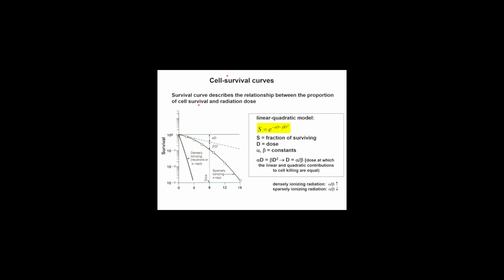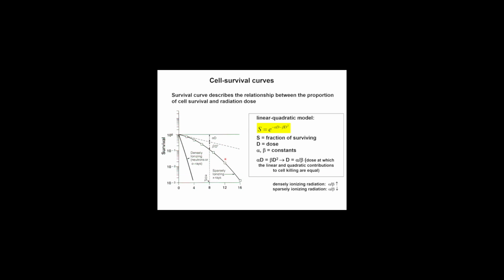Here is a log of the surviving fraction against radiation dose, and I just want you to focus on this curve right here for a moment. This curve is the curve for X-rays. It would be very similar for gamma rays. As I said, two parts of the curve, one that looks like a shoulder, one that looks like a straight line. This is the linear, this is the quadratic.